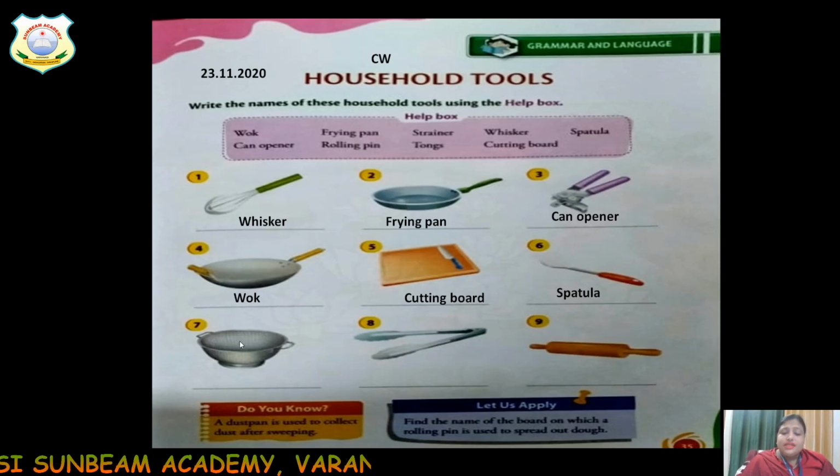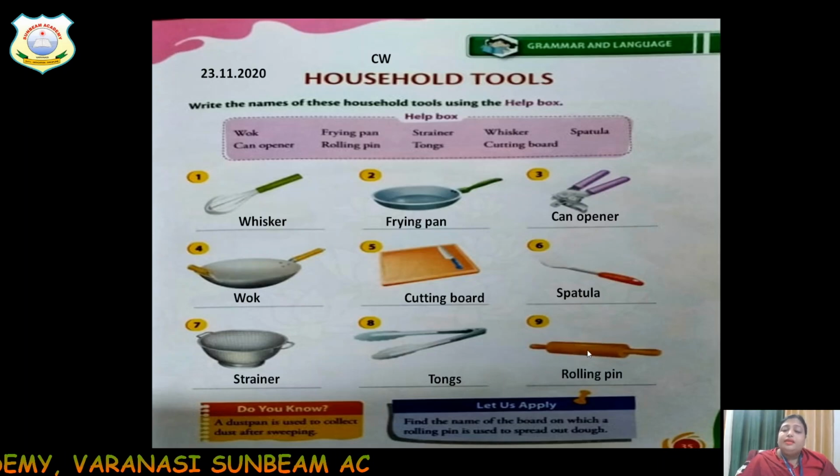Now next, what is this? This is strainer. A strainer helps in washing fruits and vegetables. When you wash fruit and vegetables, you keep them in a strainer and all the water drains away. Now what is this? This is tongs. It is used to hold dishes, some items while cooking. You must have seen your mother use it in making rotis.